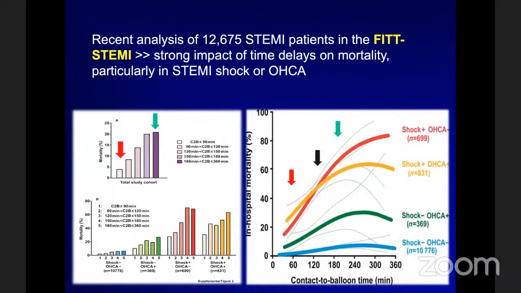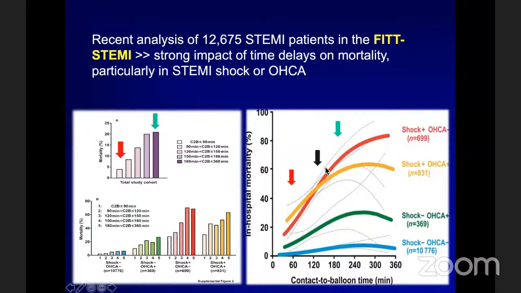In a recent analysis of the trial feedback intervention time to treatment in STEMI, in 2,000 people, they found that there is a strong impact of time delay on mortality, particularly when the patient has a complication like cardiogenic shock or out-of-hospital cardiac arrest. If you look at the diagram on the left side, we can easily compare the big difference in complications between the red arrow, which shows early reperfusion at 90 minutes, and the green arrow, which shows late reperfusion after 180 minutes.